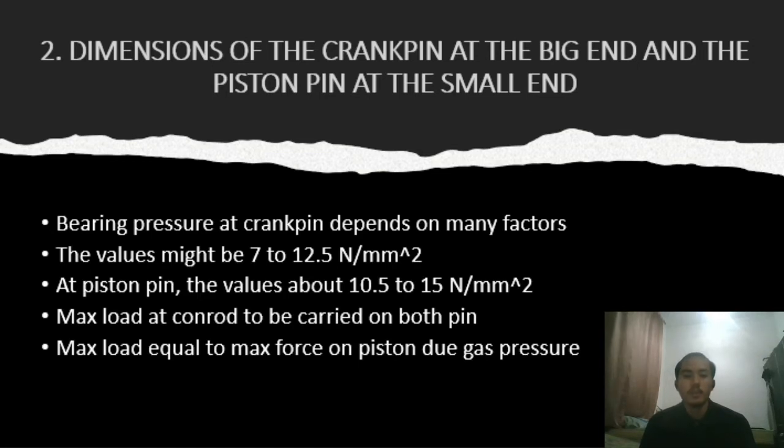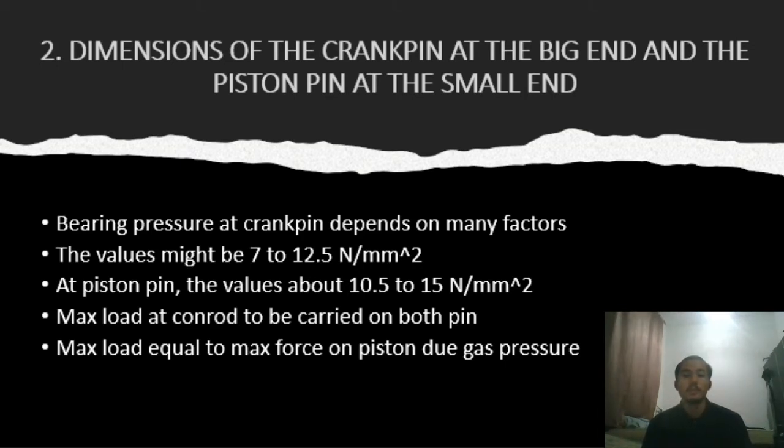The crank pin at the big end has removable precision bearing shells with a thin lining, 1 mm or less, of bearing metal such as tin, lead, babbitt, copper and lead on the inner surface of the shell. The bearing pressures on it depend on many factors such as the material, viscosity and space limitation between the shells. The values of the pressure might be 7 to 12.5 Newton per millimeter square.